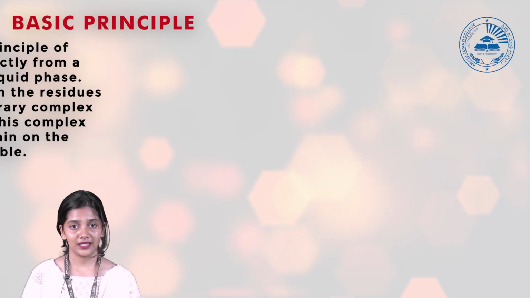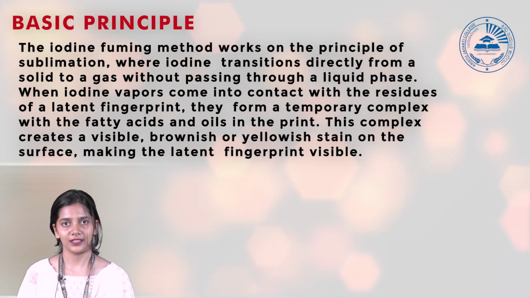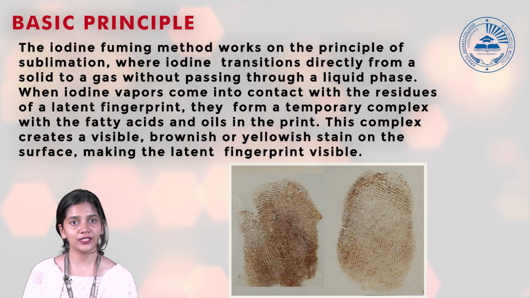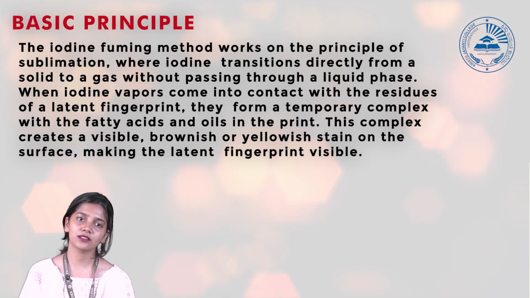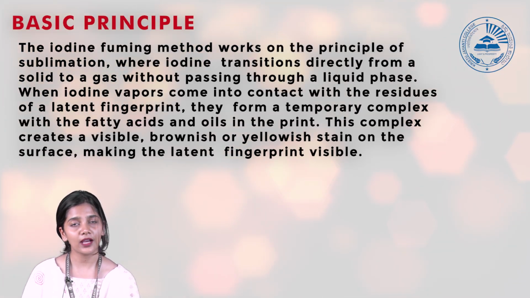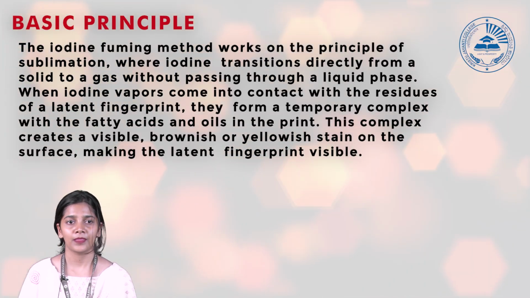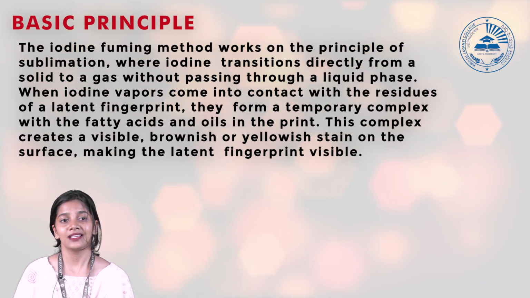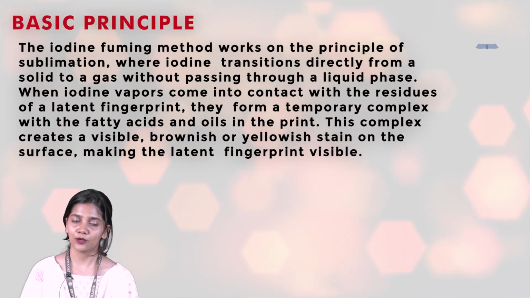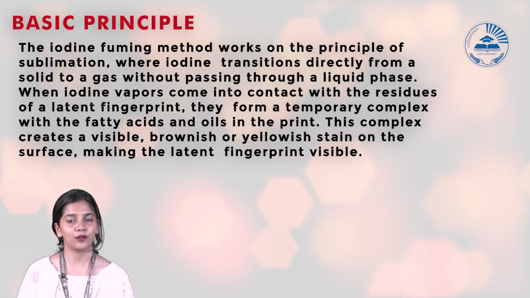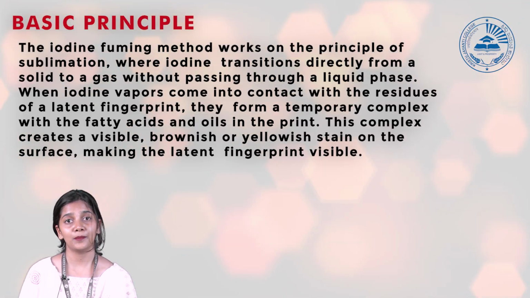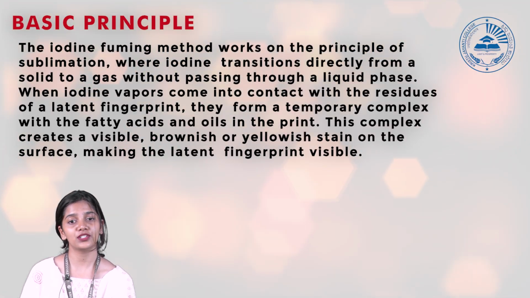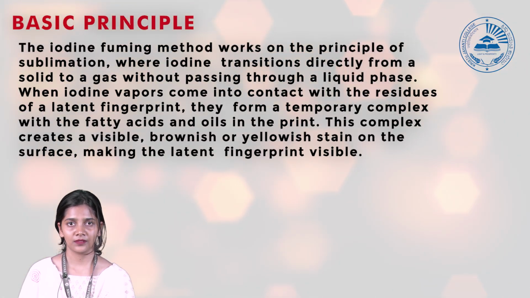The basic principle behind the iodine fuming method is sublimation, where iodine transitions directly from a solid to a gas state without passing through a liquid phase. When iodine vapors come into contact with the residues of a latent print, they form a temporary complex with the fatty acids and oils in the print. The complex creates a visible brownish or yellowish stain on the surface, making the latent print visible.